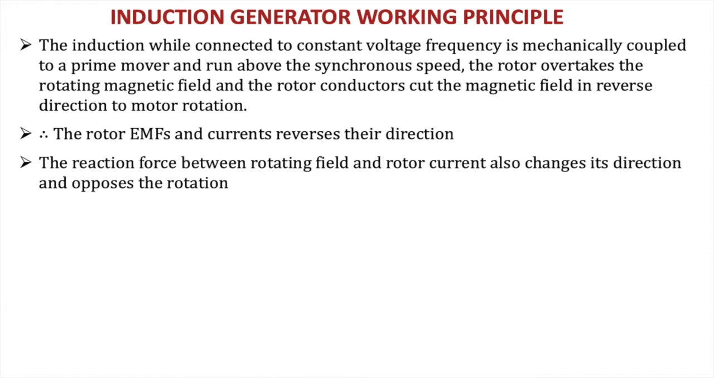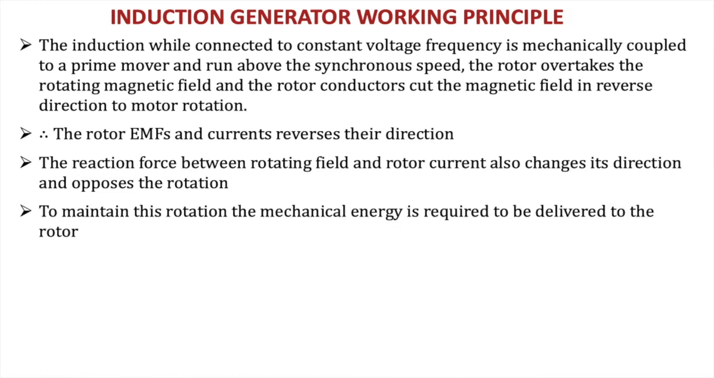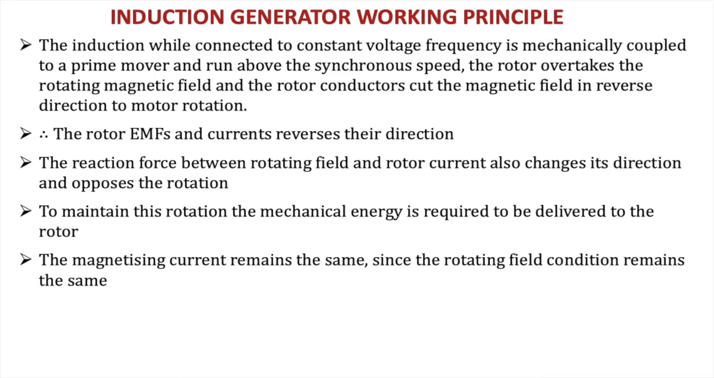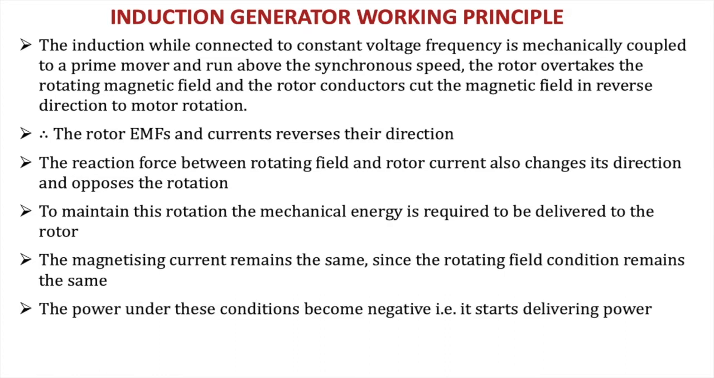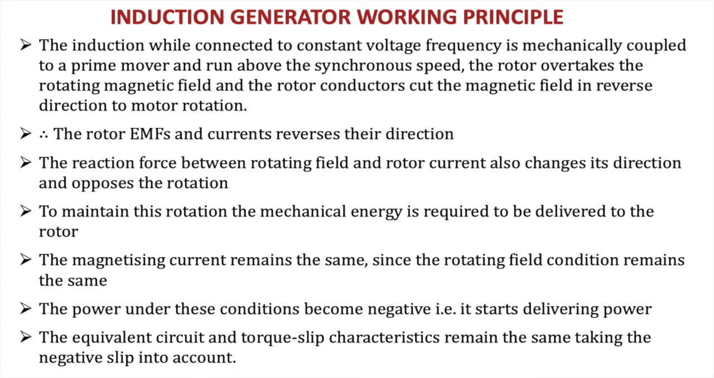The reaction force between the rotating magnetic field and the rotor current also changes its direction and now opposes the rotation. To maintain this rotation, mechanical energy is required to be delivered to the rotor, and the magnetizing current remains the same since the rotating field condition remains the same. The power under these conditions becomes negative and it starts delivering power to the system. The equivalent circuit and torque slip characteristics remain the same, taking the negative slip into account.